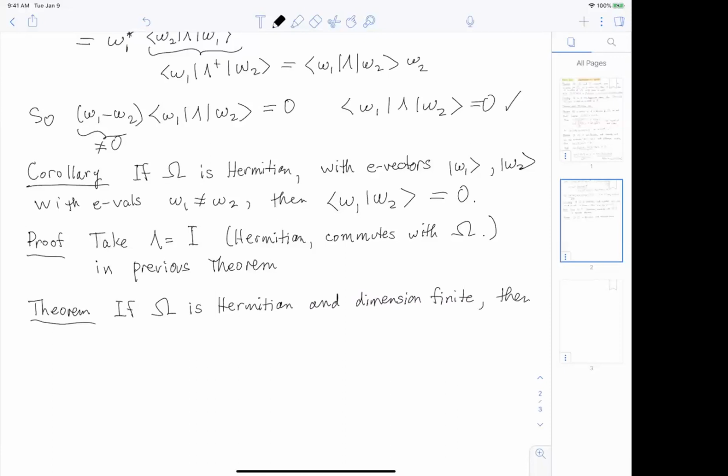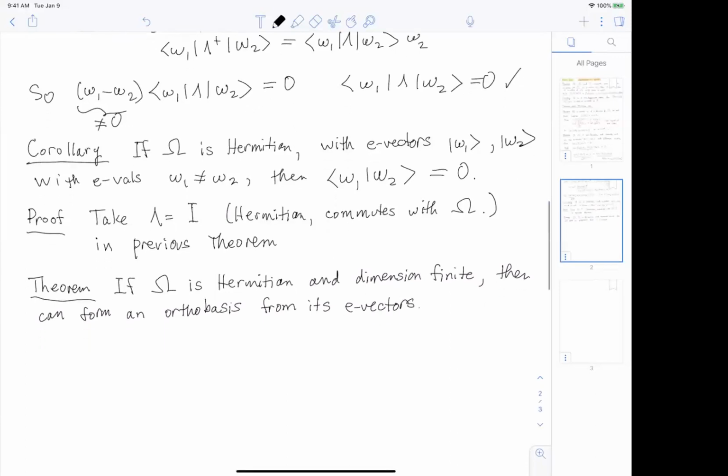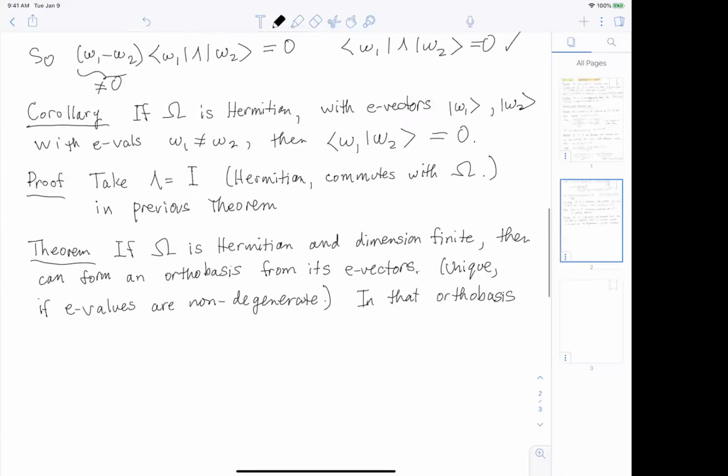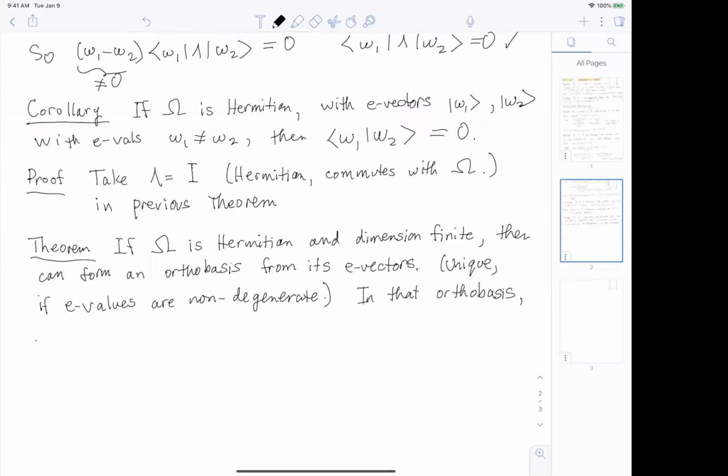Then you can form an orthobasis from its eigenvectors. Okay, and this orthobasis is unique if the eigenvalues are non-degenerate, meaning they're all different. Okay, in that orthobasis, what that means is we're going to be computing matrix elements between different orthobasis elements. In that orthobasis, the operator omega is diagonal.